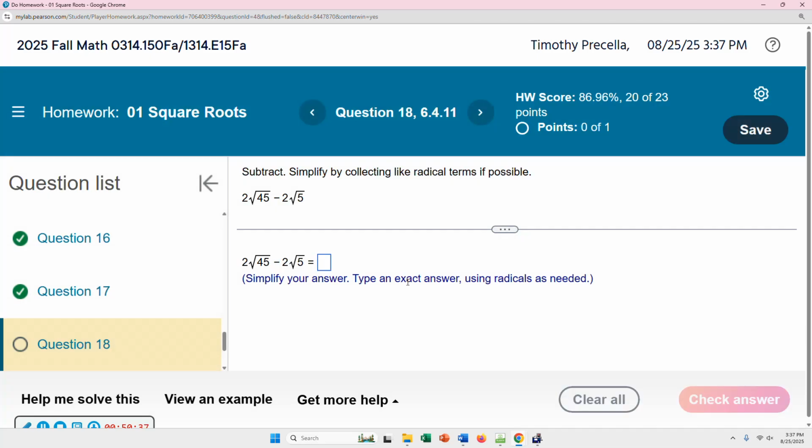Okay. Oh, wow. Only a few more to go. Number 18. I'll leave the last two for you to do, okay? 2 square roots of 45 minus 2 square roots of 5. And I see a problem. What's the problem? They're not the same.